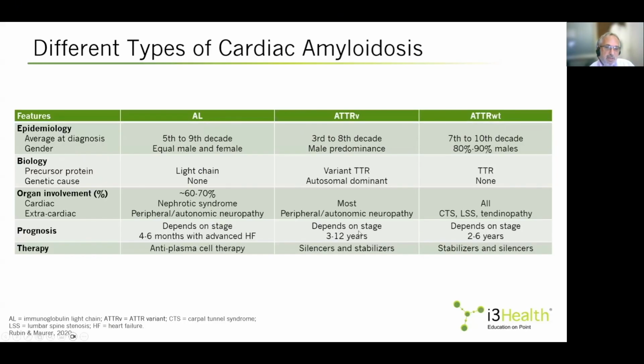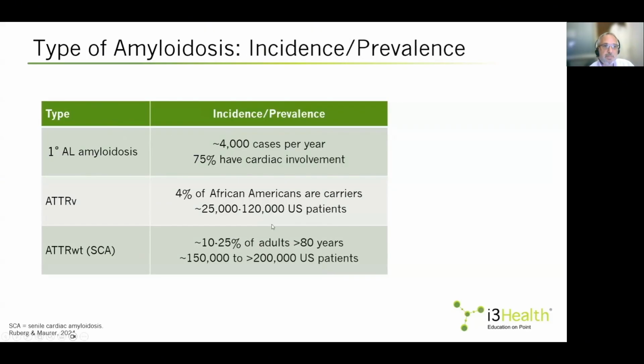Both variant and wild-type TTR can be treated with either silencers or stabilizers. Variant TTR, though, is inherited in an autosomal dominant fashion. There's a mutation in TTR, there is a slight male predominance, and the particular mutation determines when the disease develops. The heart is involved in most of the cases at some point in time, though there is a significant peripheral and autonomic neuropathy in many patients that can precede cardiac involvement. And again, this is treated with both stabilizers and silencers, though silencers are usually the preferred treatment for variant disease.